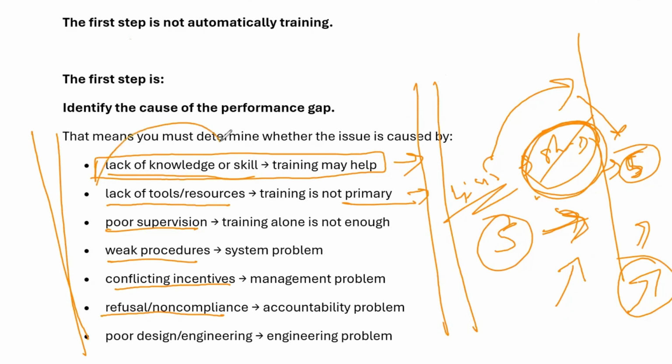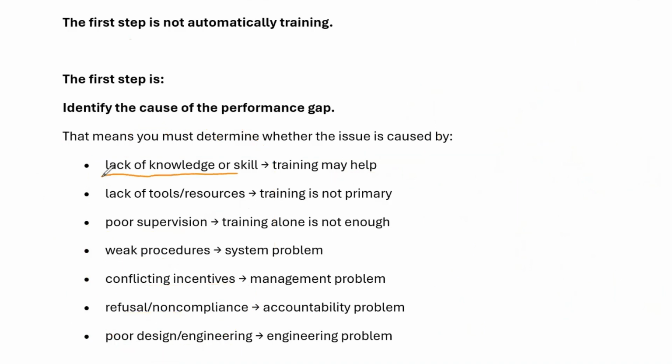There are so many other problems like lack of knowledge, lack of tools, poor supervision, weak procedure, conflicting incentive, refusal, poor design engineering, etc. Only when lack of knowledge or skill is there, training will help. So this is our focus, this is our important point in this module. This is only when the training will help. So this is the question.